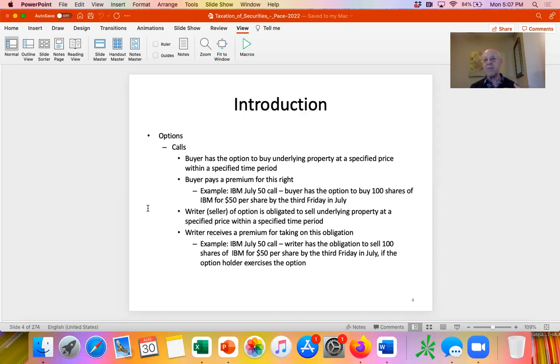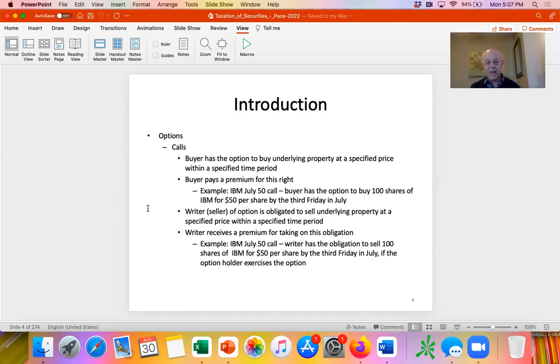They receive a premium. So the buyer of the option makes a payment. The payment goes to the seller of the option, and the seller of the option keeps that premium. And what they're hoping is that the price of the stock stays where it is or it goes down, and they get to keep their premium.